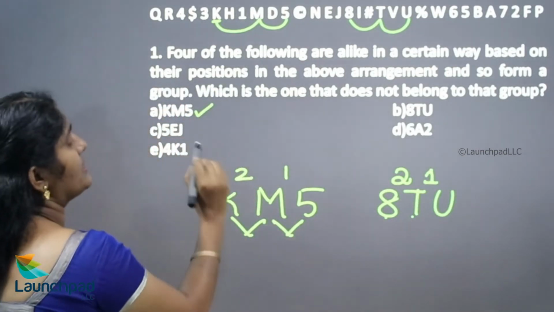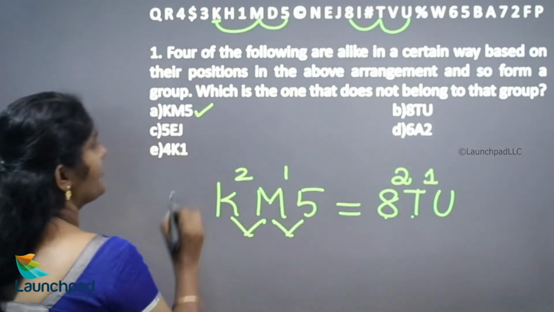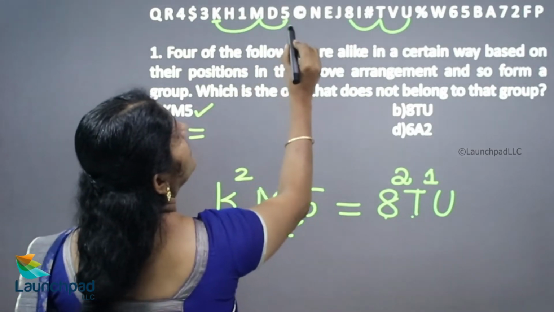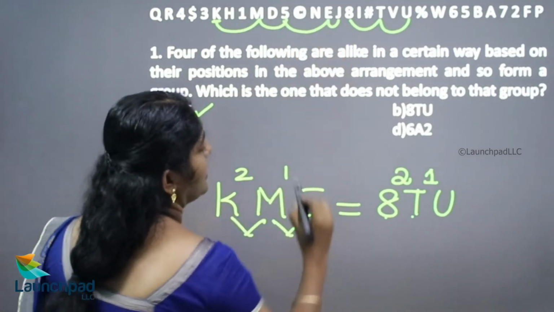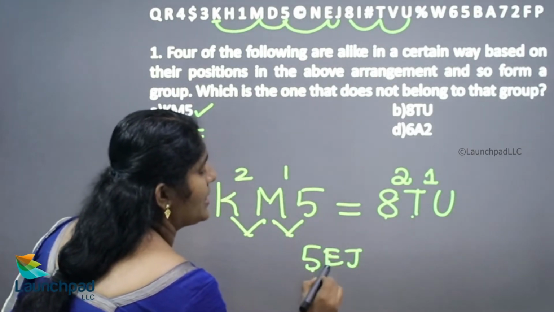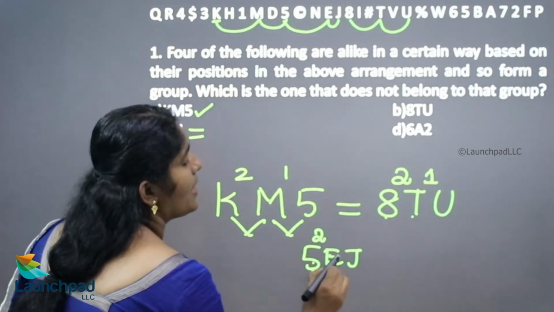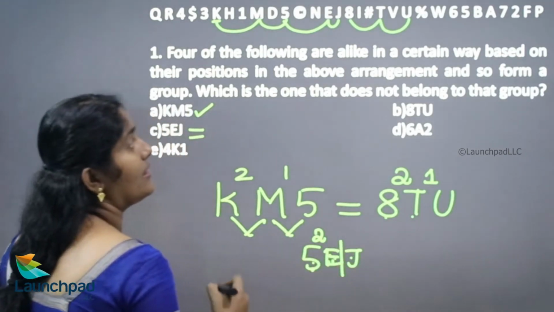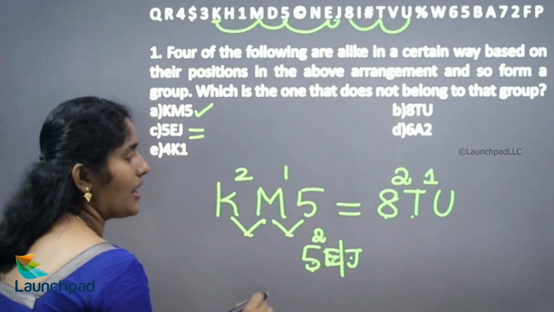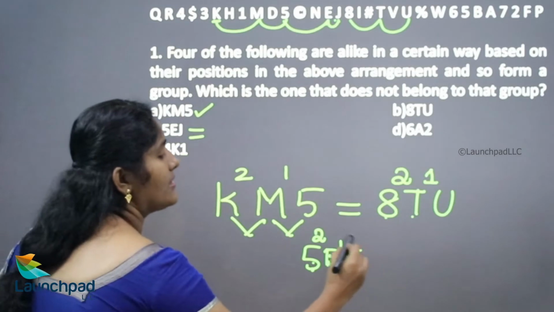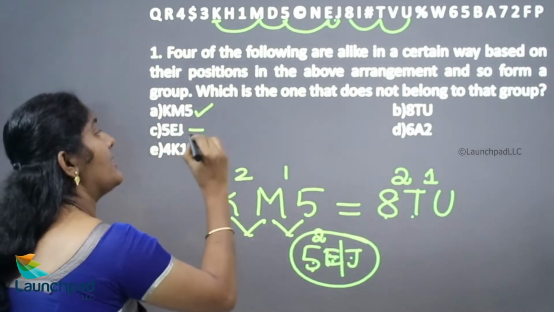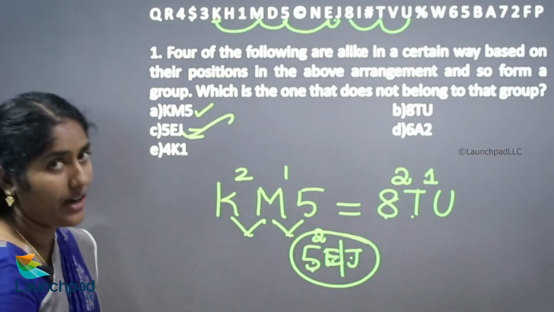Okay, the next group, these both are equal. 5EJ. 5 here, E here, J. 5 and E have two letters between them, and between E and J there is nil, no letters. The immediate next letter after E is J. So according to this group, this one is different based on position. Option C is your answer.